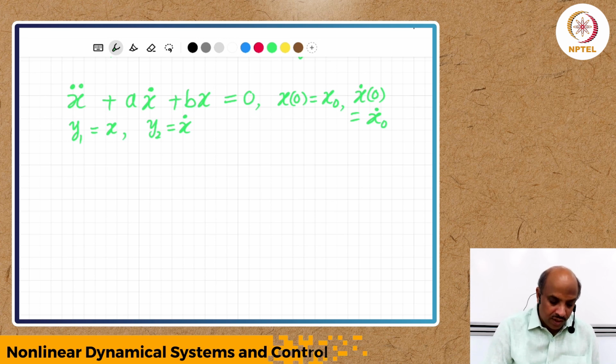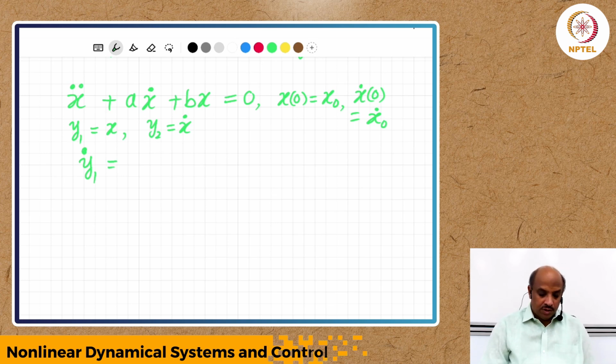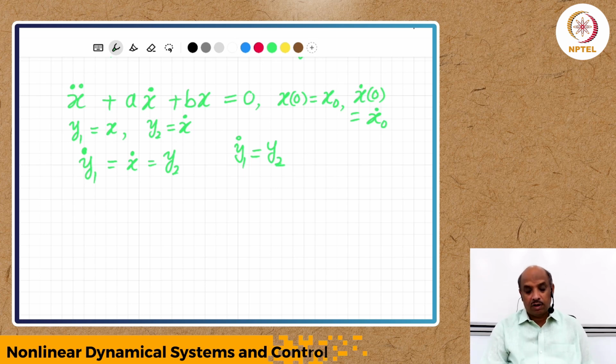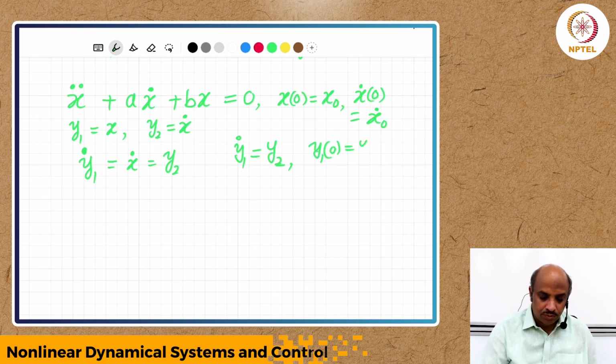So the standard choice will make us always take the derivative of these two variables, y1 and y2. So y1 dot, as we know, is x dot, but we don't want to see x anywhere. But x dot is y2, so y1 dot is equal to y2. So that's the first state variable equation. y1 is the first state variable, and then y1 dot equals y2 is the first state variable equation. And of course, we see that x of 0 is x0, but x is y1. So we can write that as y1 of 0 is x0.